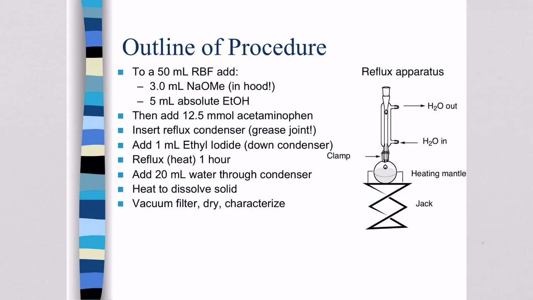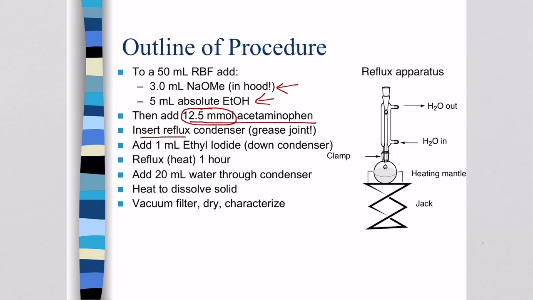We're going to take a 50 mL RBF, a round bottom flask, and add the sodium methoxide to that, as well as 5 mL of absolute ethanol. Absolute ethanol is the kind of ethanol that has absolutely no water in it. So rather than being a 95% solution of ethanol in water, it is 100%. We're going to add to that the acetaminophen. Notice this is in millimoles and not in grams, so you're going to need to convert that to grams.